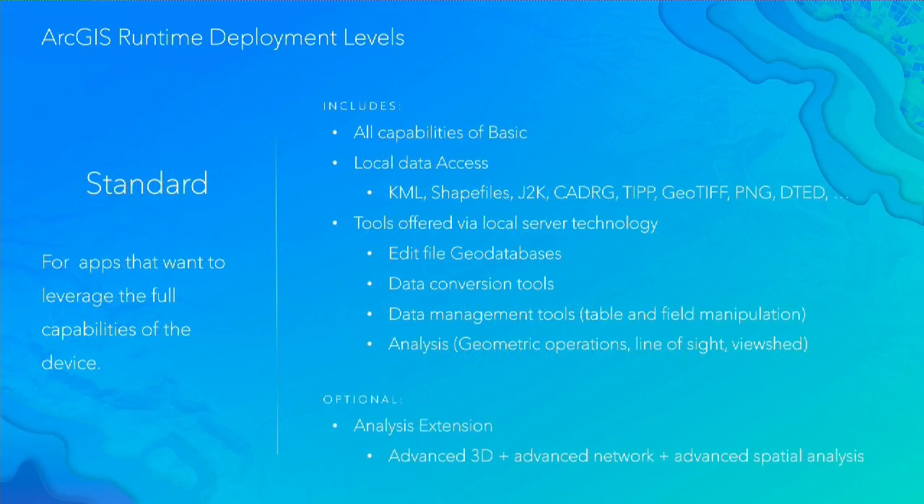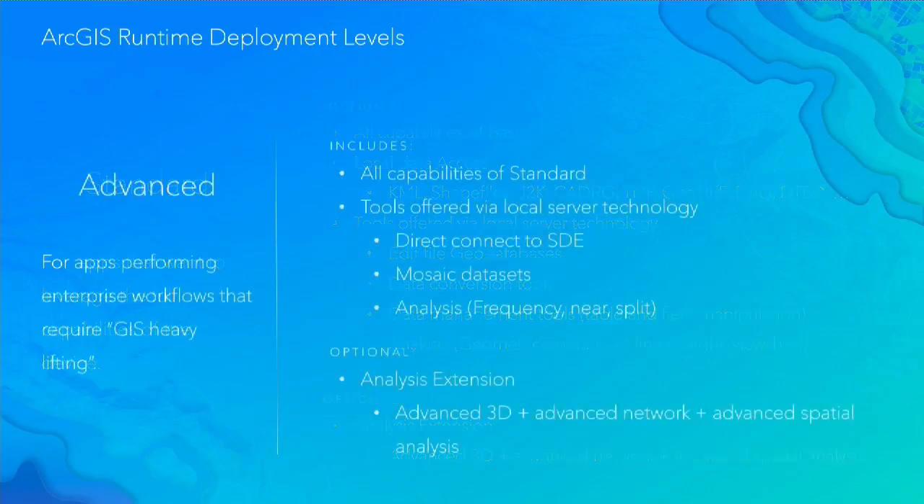Standard builds upon that in that we give you local access to various raster and vector files. What does that mean? It means these files aren't necessarily published through the platform as a service. They may get side-loaded onto a device. They may get emailed to the user. They want to use it in your custom app. And so we provide APIs to allow you to access and, where applicable, edit these files. Also, other tools we offer, editing directly against file geodatabases, some conversion and management tools, and also some analysis tools that involve some geometric operations like line of sight and viewshed.